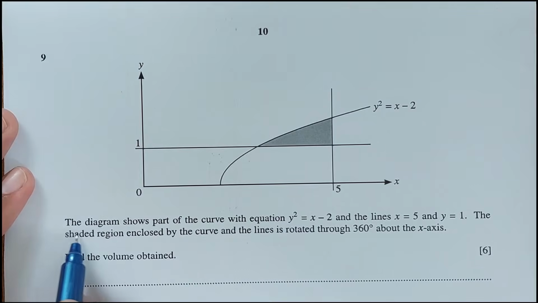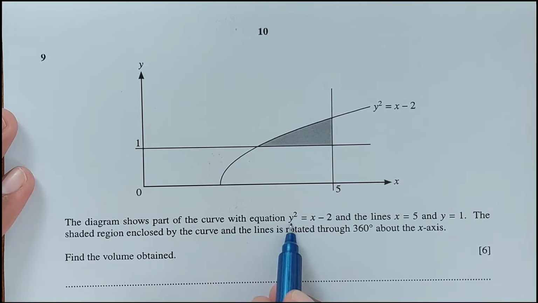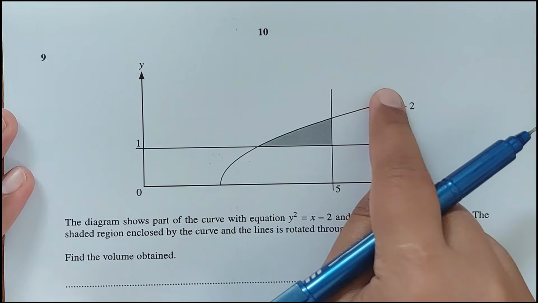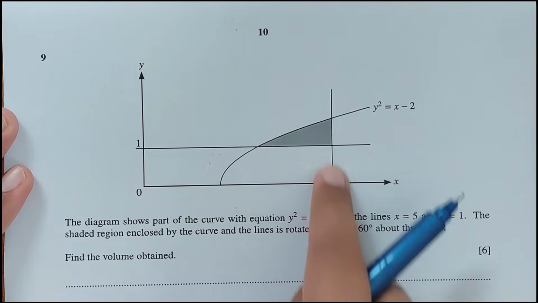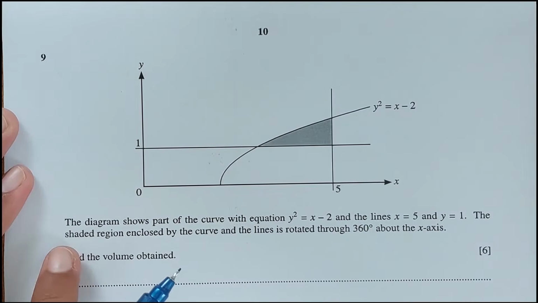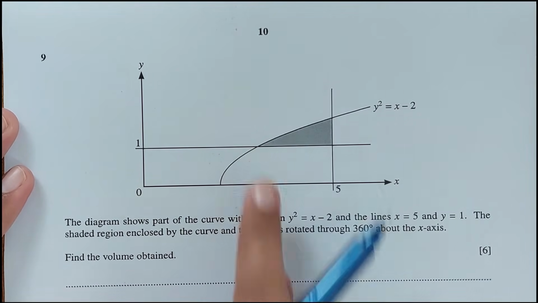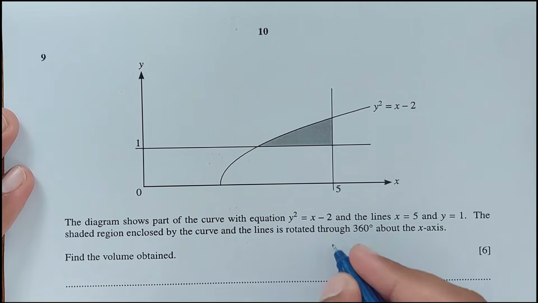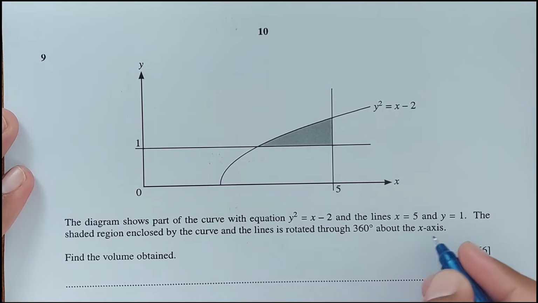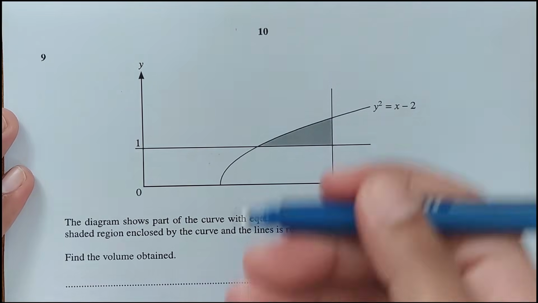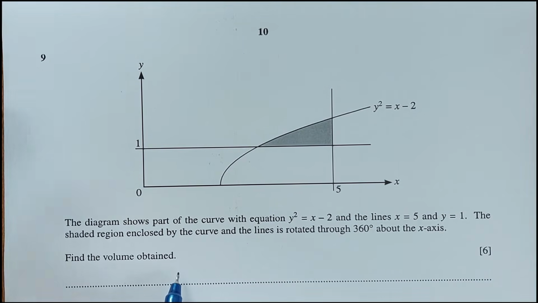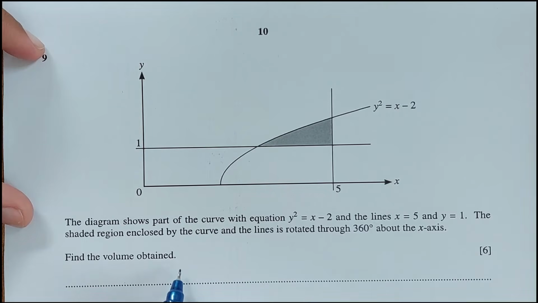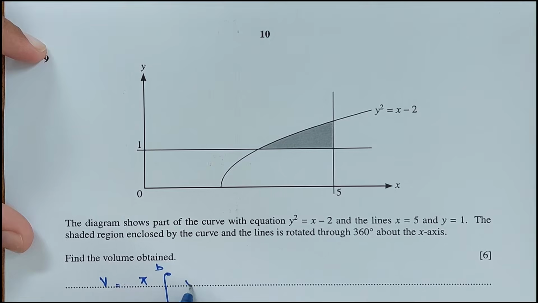Question number 9. The diagram shows part of the curve with equation y squared equals x minus 2, and the lines x equals 5 and y equals 1. The shaded region enclosed by the curve and the lines is rotated through 360 degrees about the x-axis. So this section is rotated, right? Find the volume obtained. When we have a rotation through 360 degrees about the x-axis, we have the formula for the volume, which is equal to pi integration from a to b of y squared dx, right?